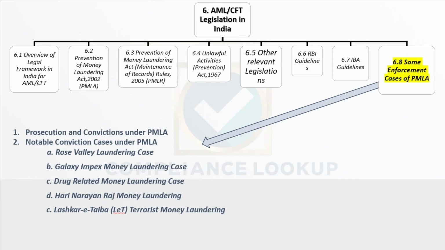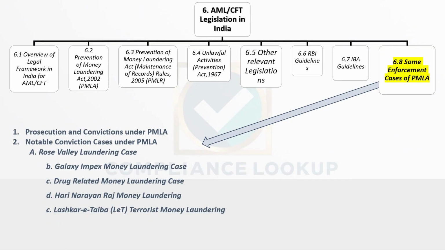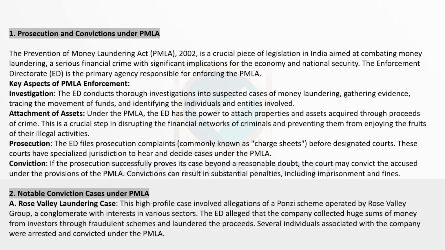Now, coming to our eighth and last topic of this chapter, some enforcement cases of PMLA. Some key aspects of PMLA enforcement. 1. Prosecution. After the investigation, the ED files charge sheets before a designated PMLA court. These special courts have the authority to hear money laundering cases. The ED presents the evidence to the court aiming to prove that the assets were indeed obtained through illegal means.